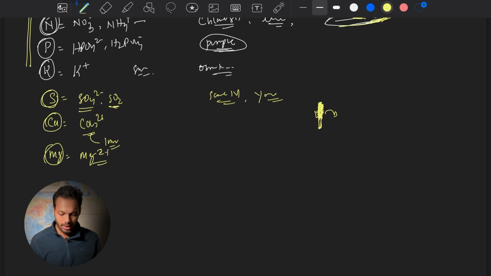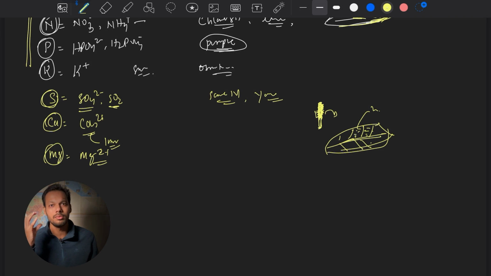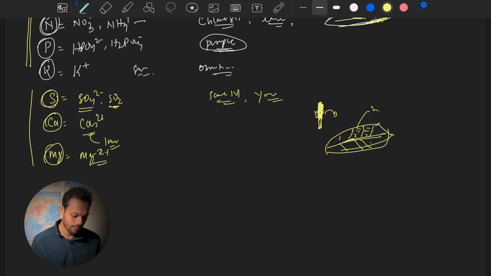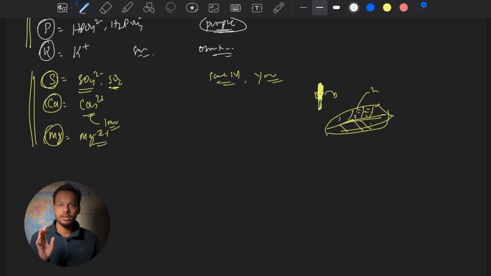Suppose this is the leaf, this is the midrib or mid vein, and these are the veinlets. The veins and veinlets will remain green, and the intervenal space will become chlorotic due to magnesium deficiency. You will get intervenal chlorosis in the older leaf. Magnesium has a significant role in chlorophyll synthesis, and due to its deficiency you get intervenal chlorosis in the older leaves.